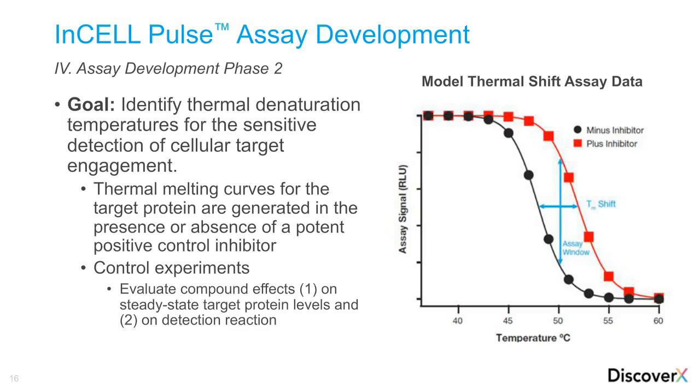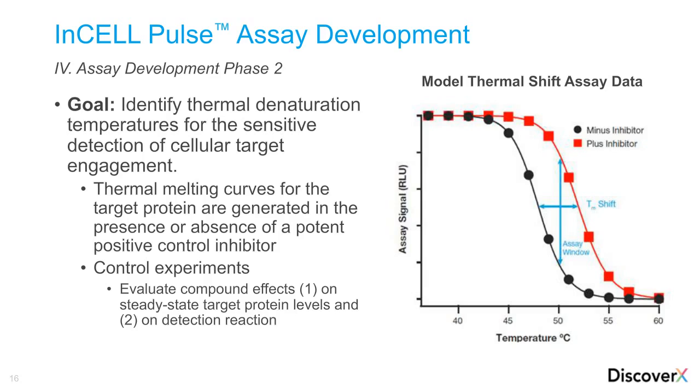You see that horizontal blue line in the middle of the graph. And then you see that the target does denature, but at higher temperatures this time. So at any given temperature, for instance around 50 degrees Celsius, there is an assay window. And this is your signal to background ratio.